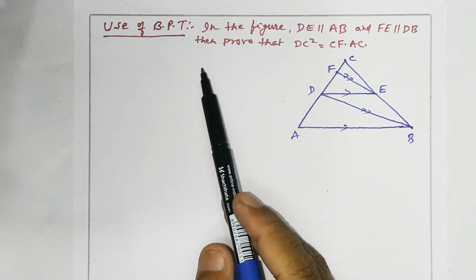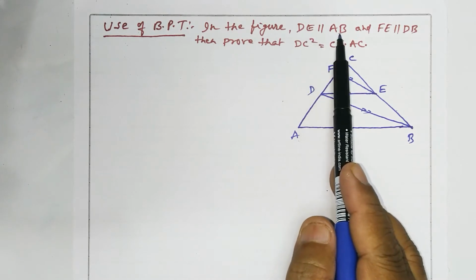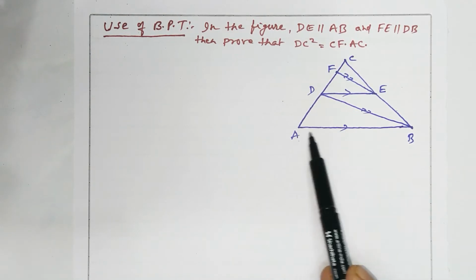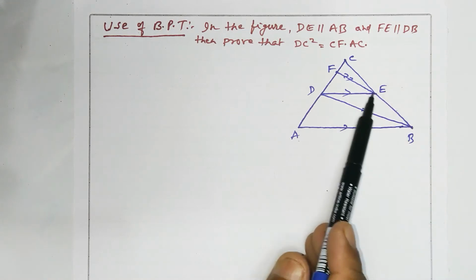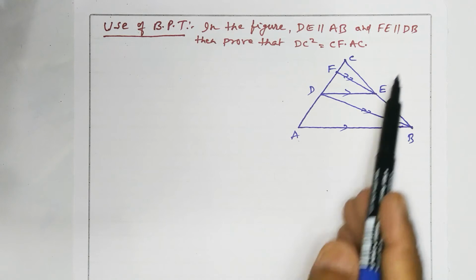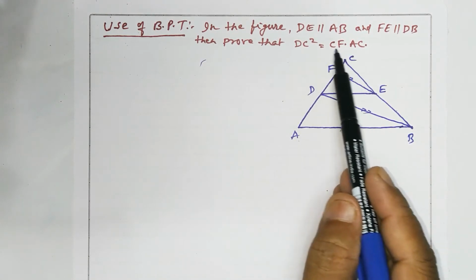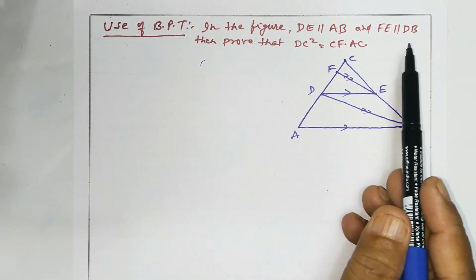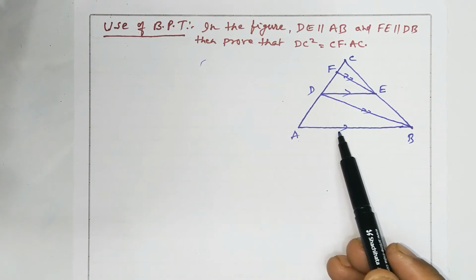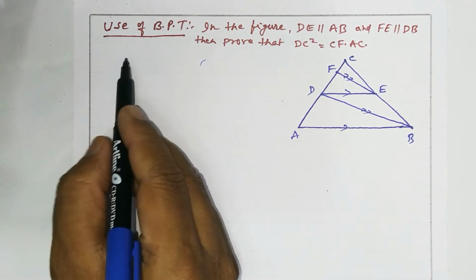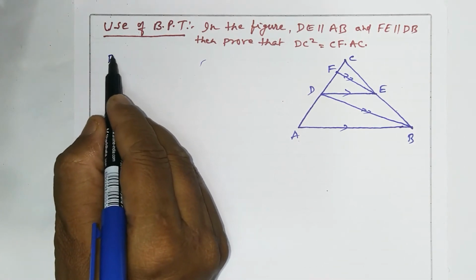Here in the question it is given in the figure DE parallel to AB, and EF parallel to DB. These two lines are parallel, given. Then you have to prove DC square equal to CF into AC. So to prove this result, we are going to use BPT. So how to prove this? You can start the proof.